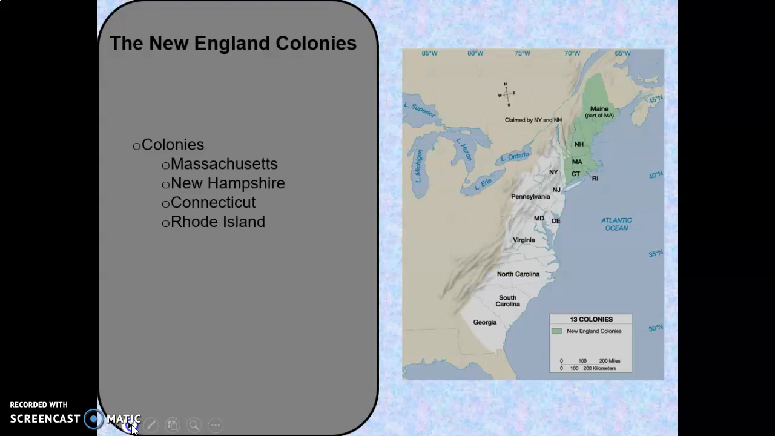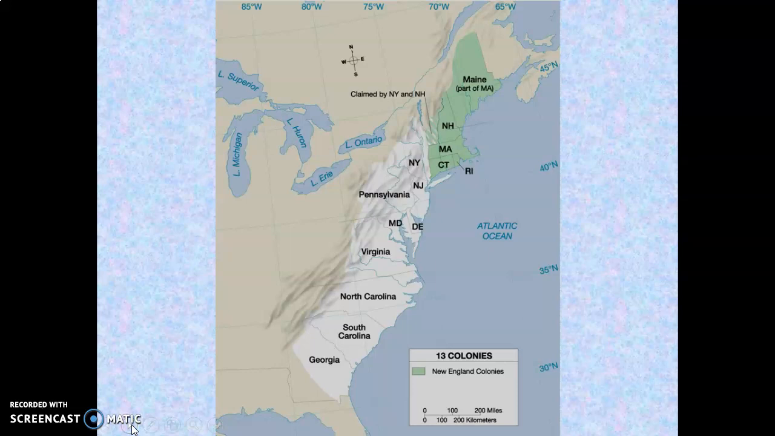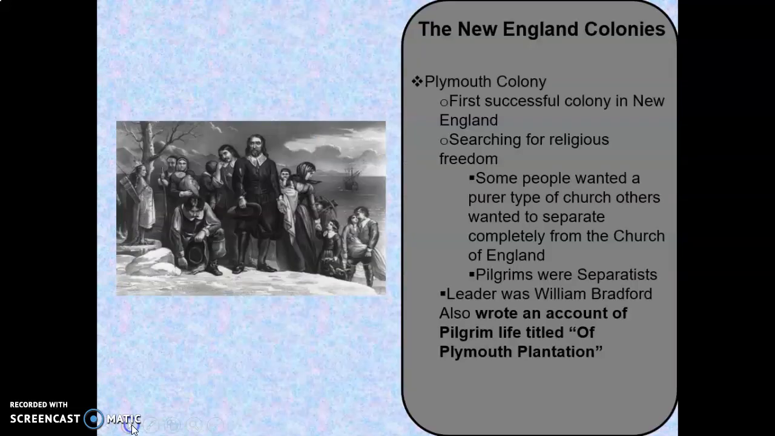So the New England colonies: Massachusetts, New Hampshire, Connecticut, Rhode Island. There's a better picture of them in green. Keep in mind, Maine was part of Massachusetts. And they don't get along today, by the way, interestingly enough. Plymouth colony, first successful colony in New England. Remember, that's established in 1620.